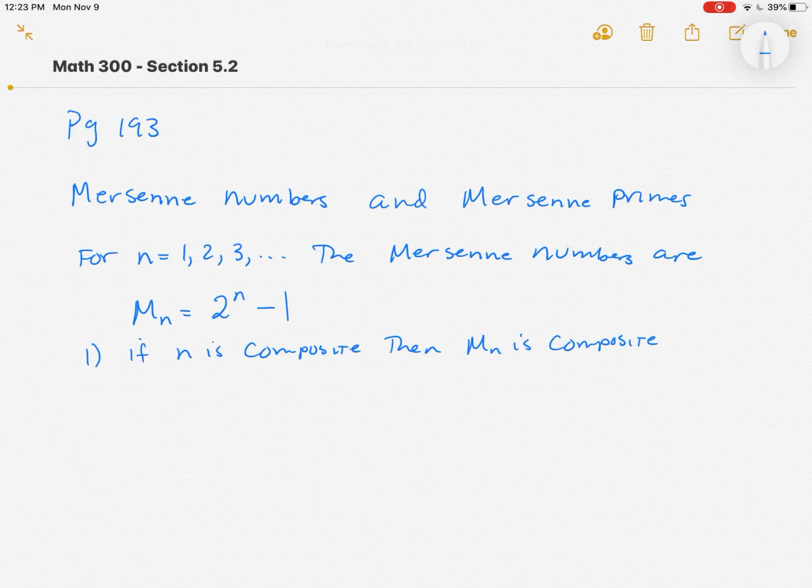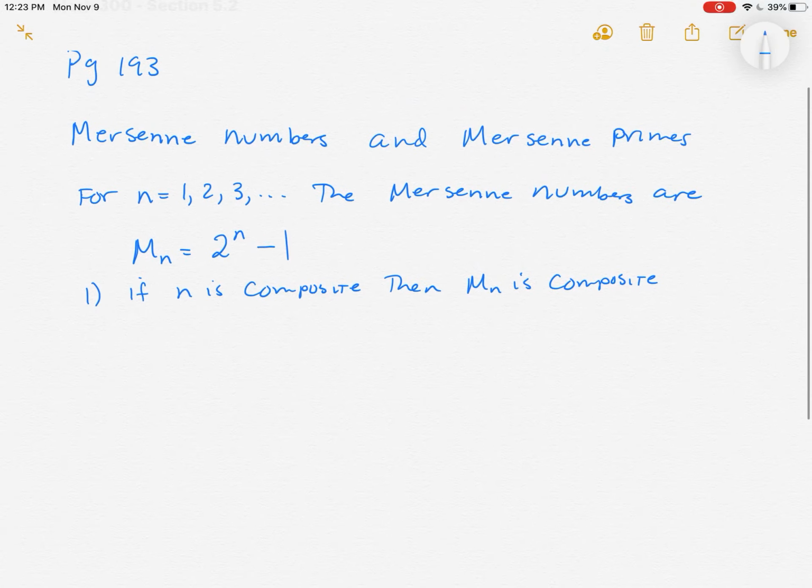So let's watch that in action. Let's pick a composite number. It has to be a counting number, but let's pick something like 4. Okay, so 4 is definitely a composite number. 2 times 2 is its makeup. Let's look at the Mersenne number M sub 4. That's going to take 2 to the 4th minus 1. Well, 2 to the 4th is 16, minus 1 is 15. And yes, 15 is composite.